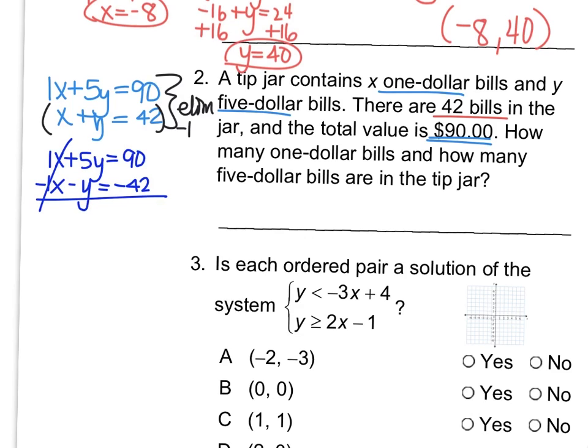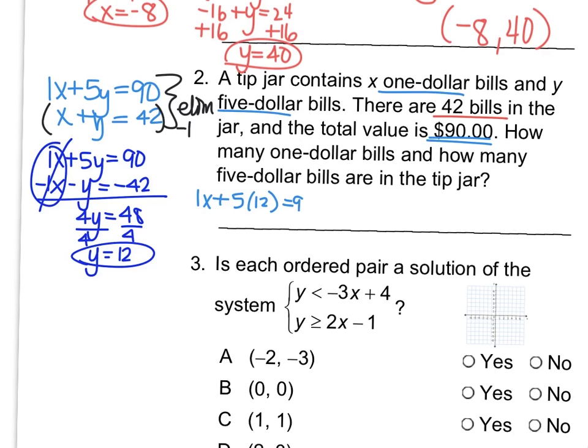All right, cancel my opposites, my x's that are opposites, and then add everything else. So that's 4y equals 48. Divide. All right, and that's going to give me y is 12. And then I also need to find x, and to do that, I'm going to plug back in. So to find my x value, I'm going to plug back in 1x plus 5 times 12 equals 90. I can multiply 5 and 12 to get 60. Subtract 60 from both sides. So that means x is going to equal 30.